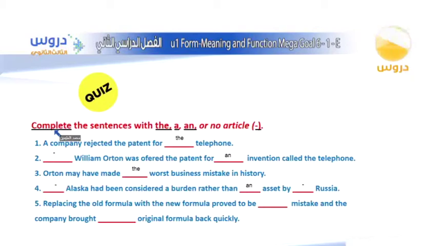Number five. Replacing the old formula with the new formula proved to be a mistake, because it's mentioned here for the first time, a mistake, and the company brought the original formula back quickly. The original formula back quickly.